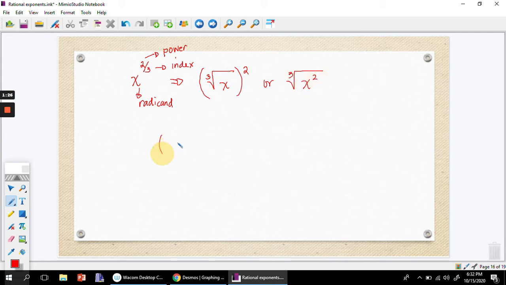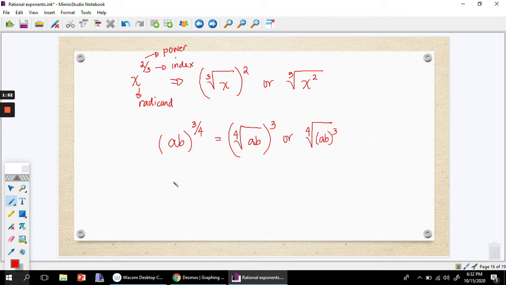So if you have ab raised to 3/4, that will be the 4th root, because the denominator is 4, so the index is 4, so 4th root of ab raised to 3. That's the same.